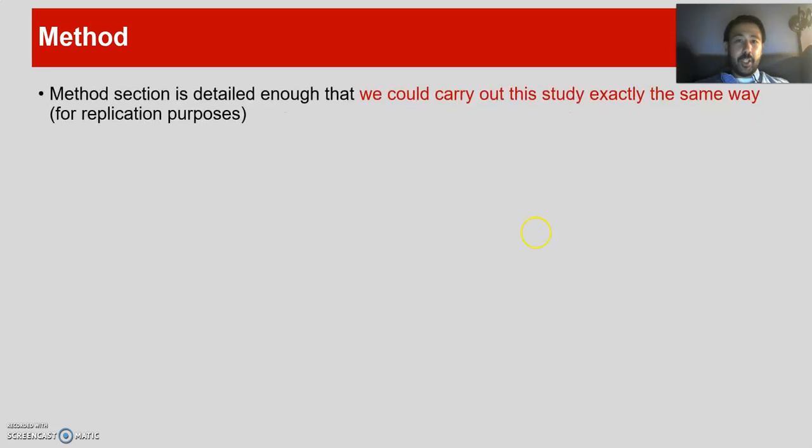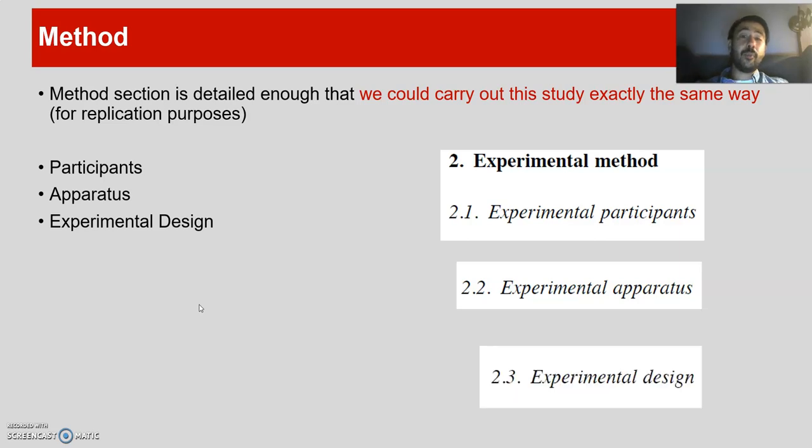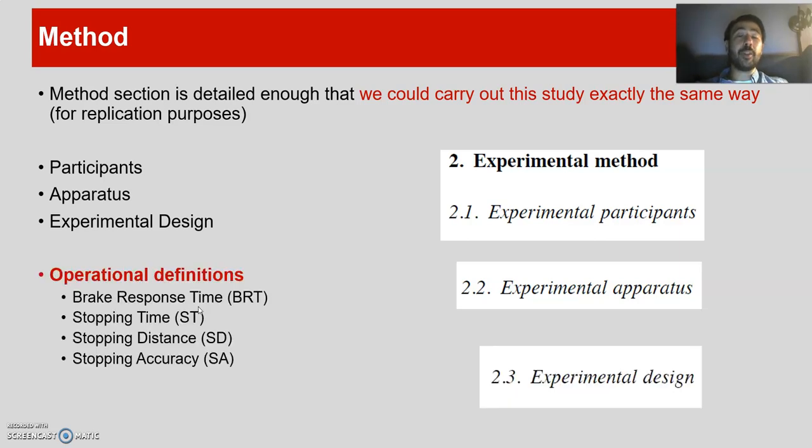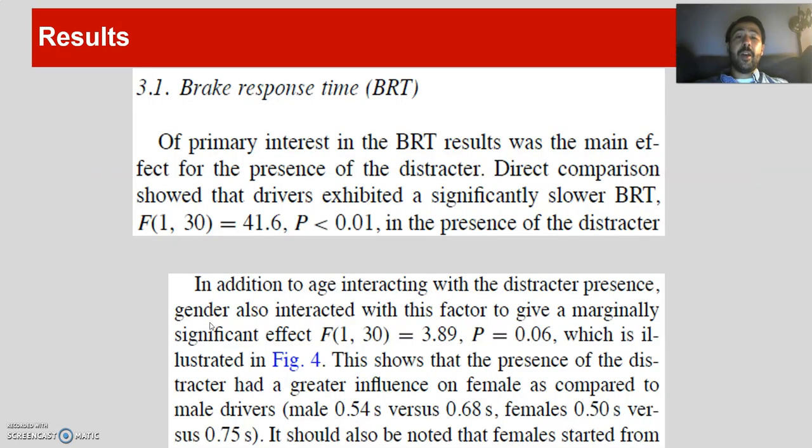The method section is the next section that I want to talk about. It gives enough information so that we could carry the study out exactly the same way they did: information about the participants, the apparatus, the design, and most importantly, operational definitions of their variables. How did they define their variables, and what did they measure, right? The results are going to be chock full of statistics. Don't worry about them too much.